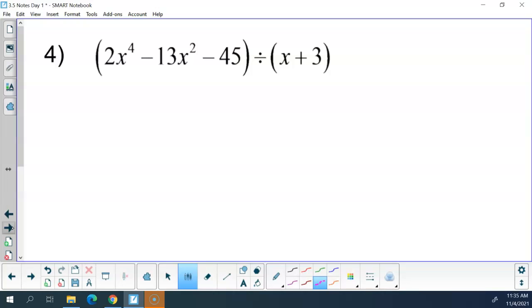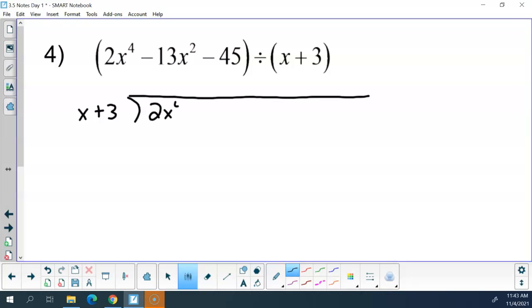Try that one. X plus 3 is knocking on the door. Inside the house: 2x to the 4th, plus 0x cubed, minus 13x squared, plus 0x, minus 45. Two placeholders this time. And that's okay?